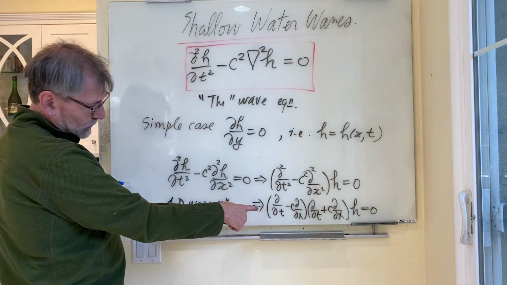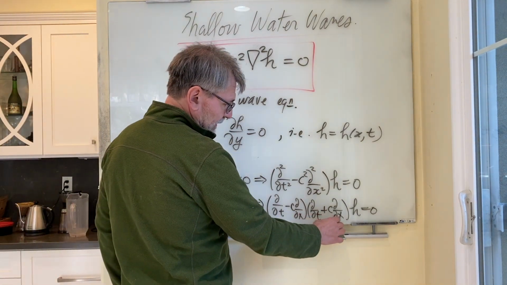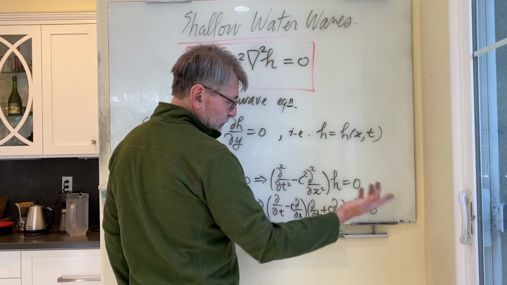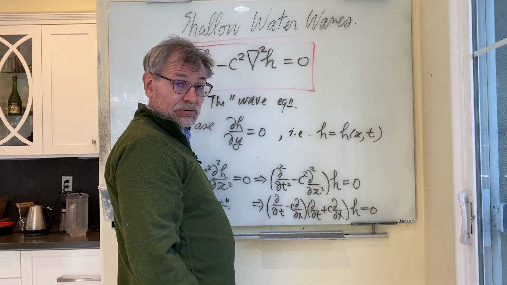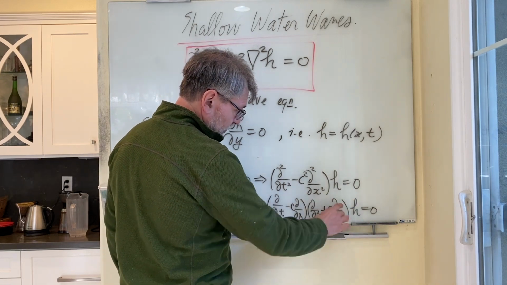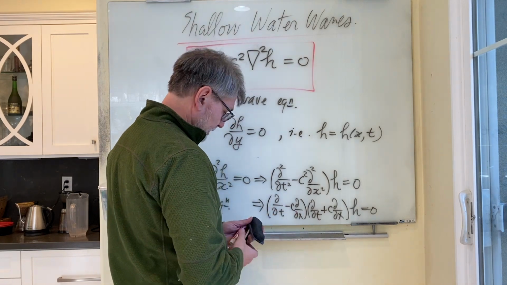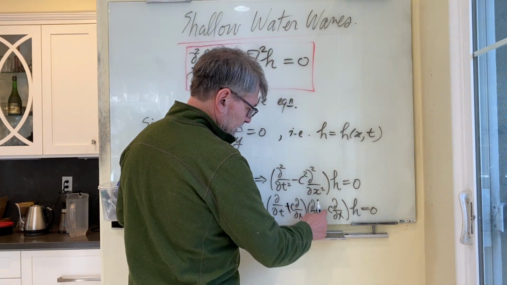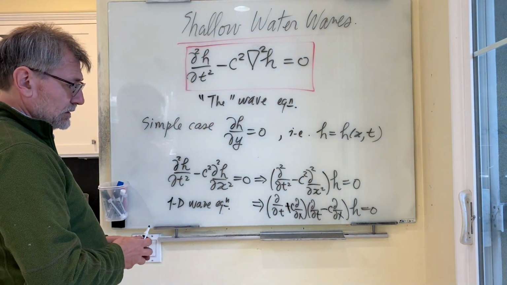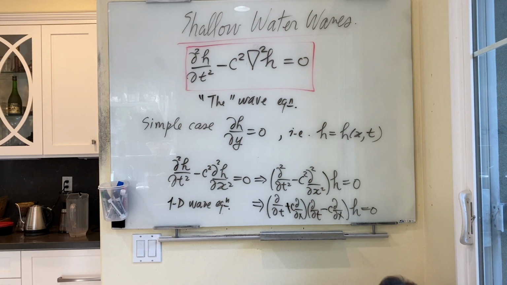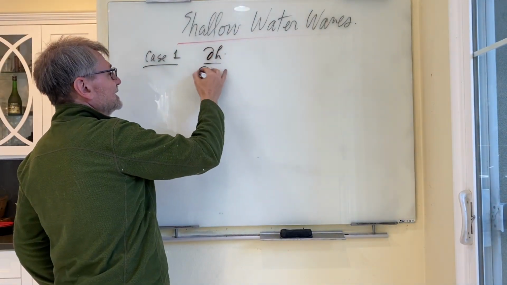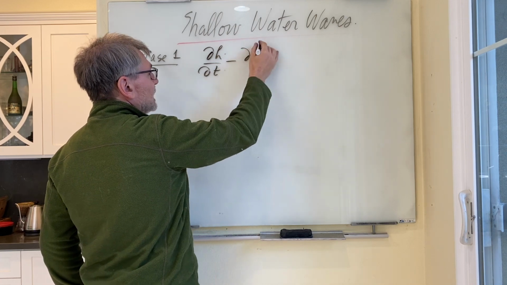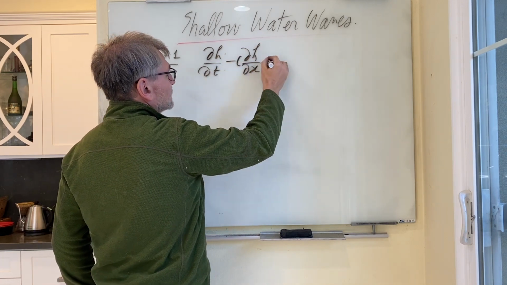The reason this is useful is that if the first operator acting on h is 0, then we have a solution. Or if the second operator acting on h is 0, we also have a solution. And these two commute. We can interchange the order of the two differential operators. I could have factored it to get first the plus, then the minus, and we get the same differential equation. So let's look at solutions of either case. Case 1: dh/dt minus c dh/dx is equal to 0.